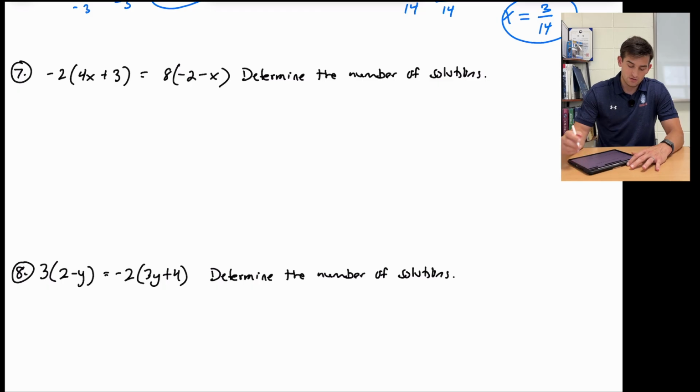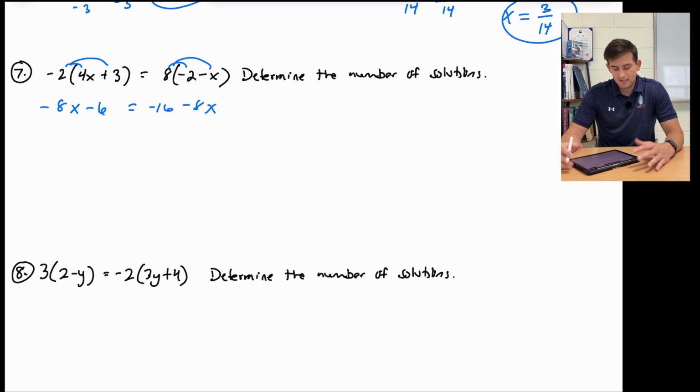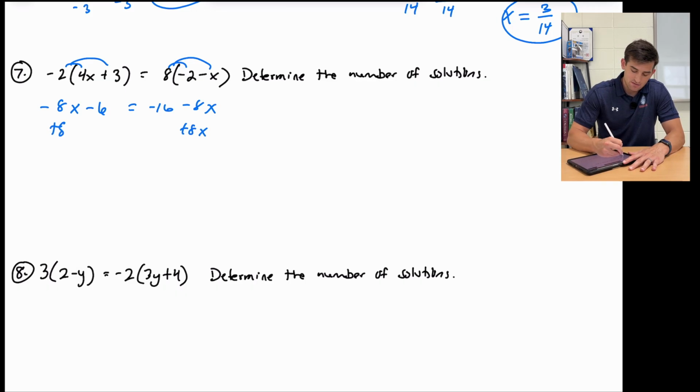All right, for number 7, it tells us we want to determine the number of solutions. So we can go ahead and solve and then just see if we're going to have one solution, no solution, or infinitely many. So let's distribute our -2. So that's -8x minus 6 equals -16 minus 8x. All right, so now let's say I wanted to combine my linear terms, my x terms. So let's add 8x to both sides.